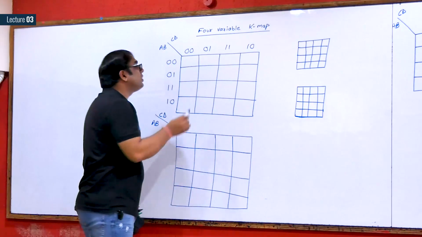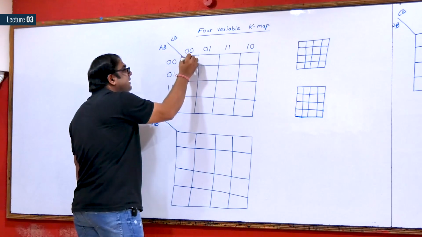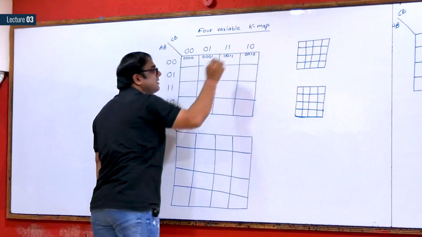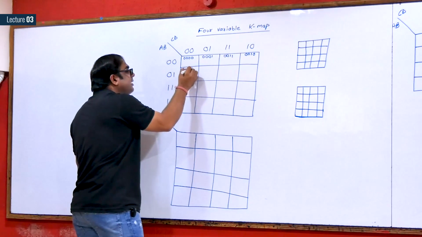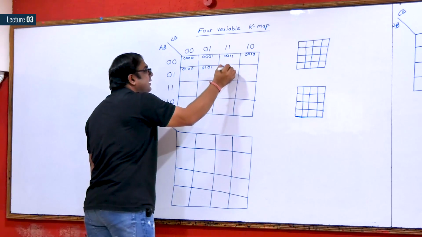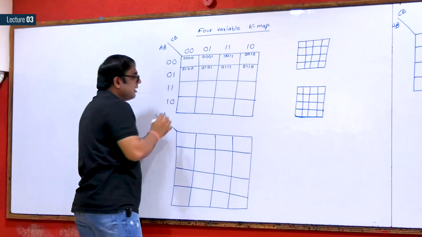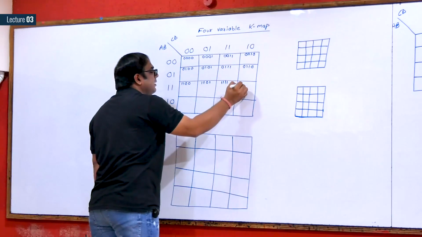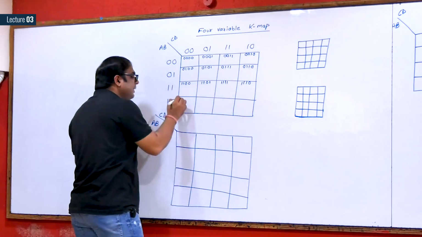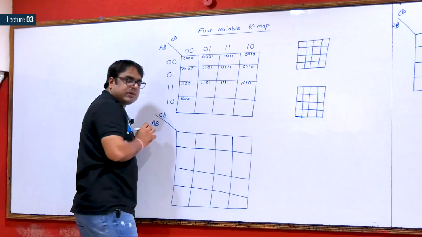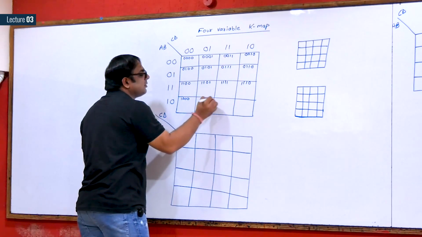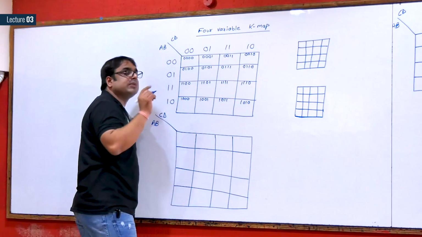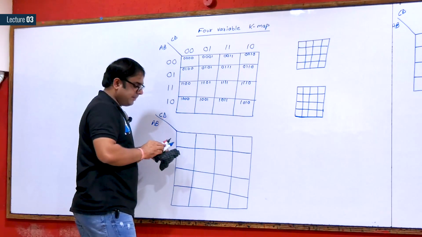Now what will the combinations be? Combinations will be 0 0 0 0, 0 0 0 1, 0 0 1 1, 0 0 1 0. Then 0 1 0 0, 0 1 0 1, 0 1 1 1, 0 1 1 0. Then 1 1 0 0, 1 1 0 1, 1 1 1 1, 1 1 1 0. Then 1 0 0 0, 1 0 0 1, 1 0 1 1, 1 0 1 0. Let us write all of them in decimal.